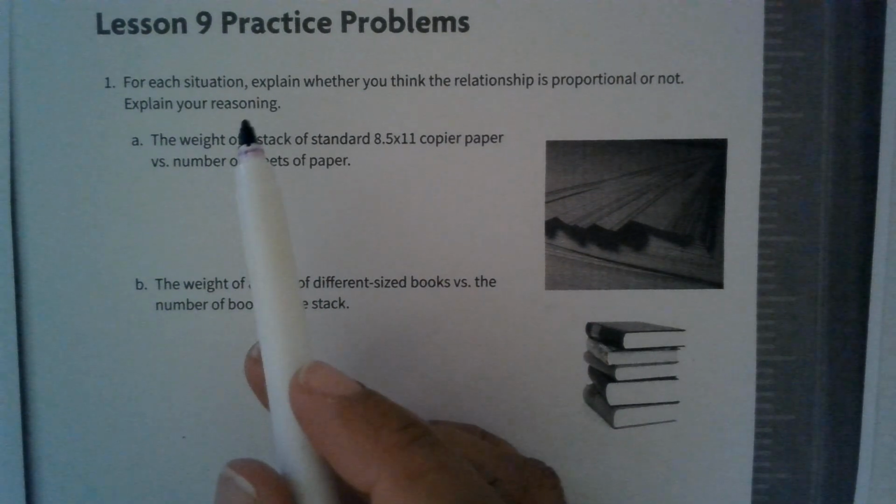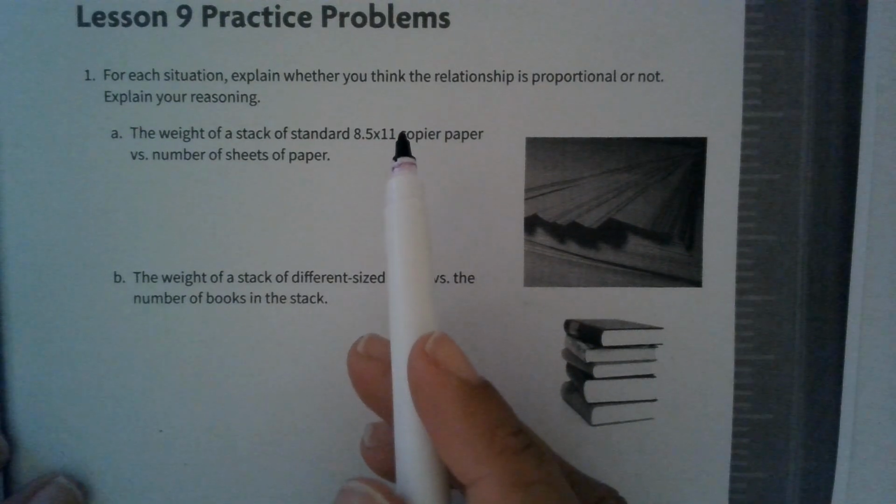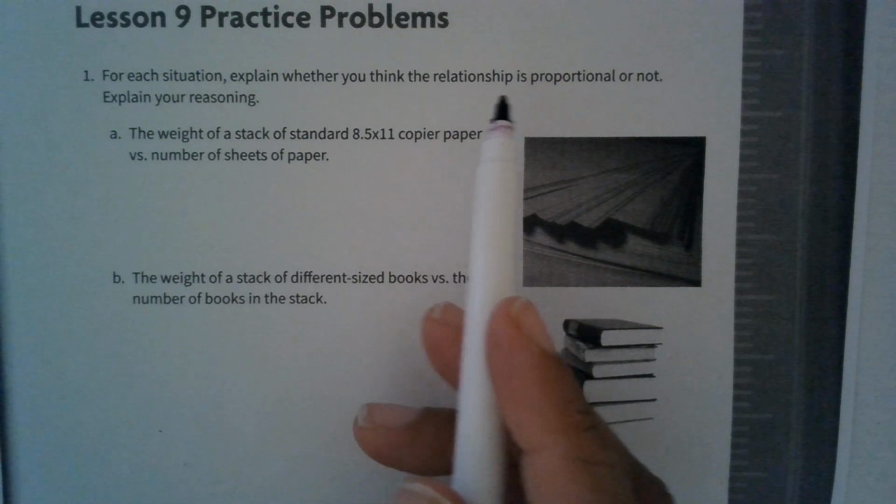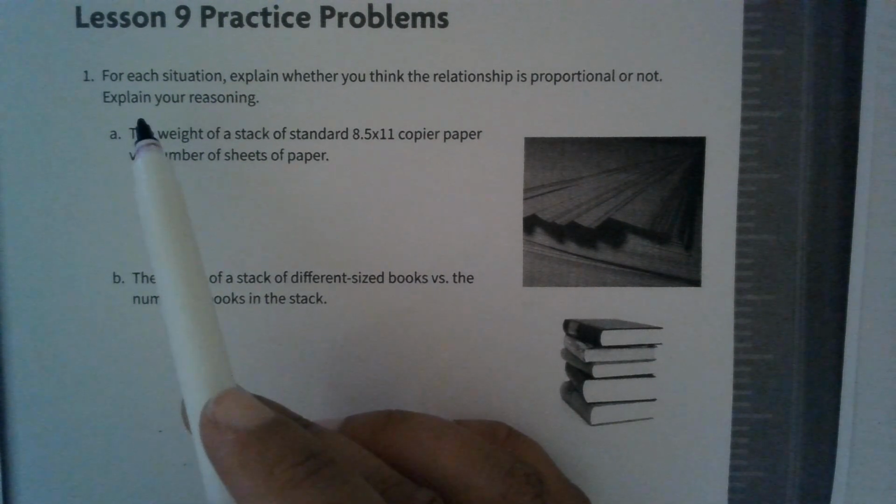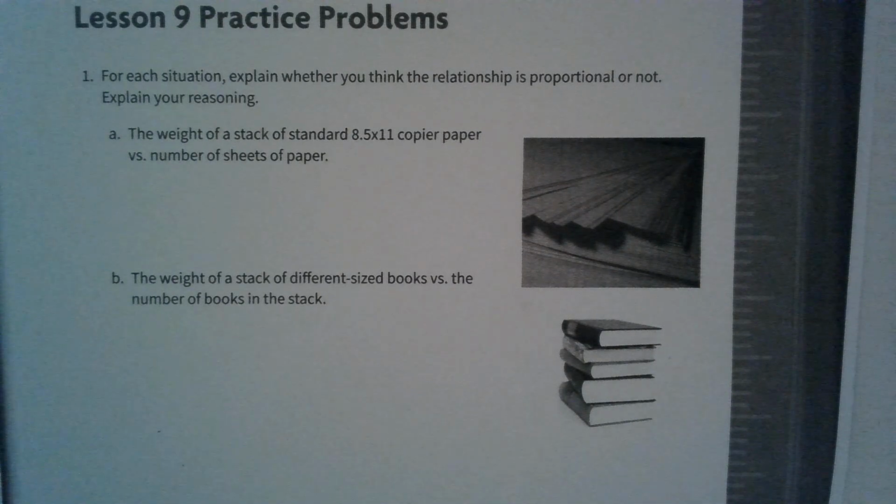For each situation, explain whether you think the relationship is proportional or not, and then explain your reasoning. Now, I want to show you something. When I give you an assignment and I'm telling you to do certain things, or if the directions tell you what to do, I would like for you to underline or circle or highlight what they're asking for.